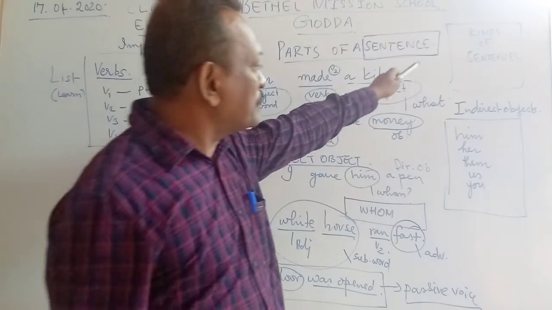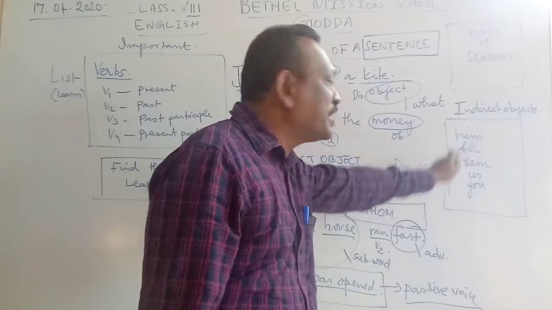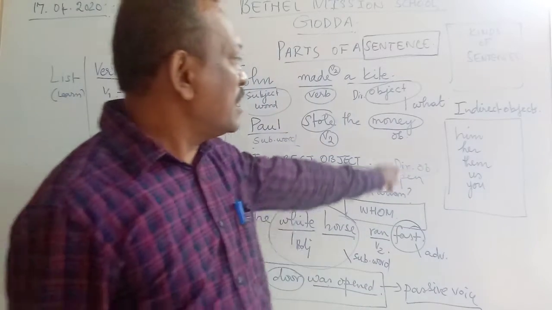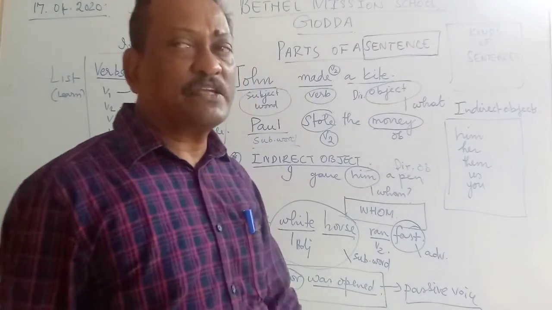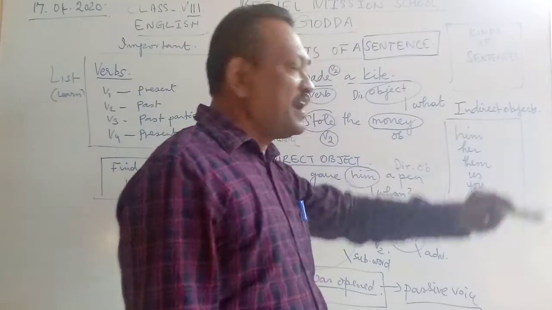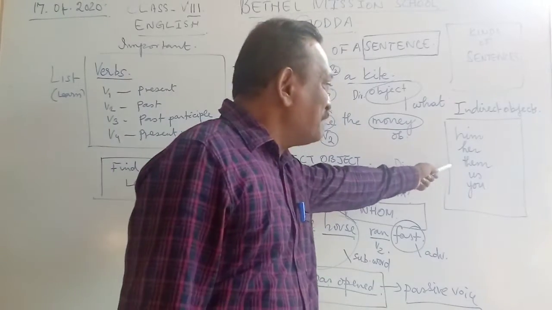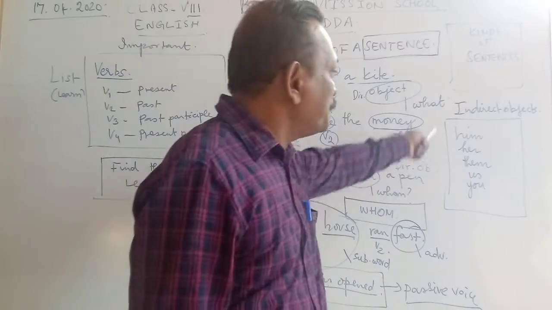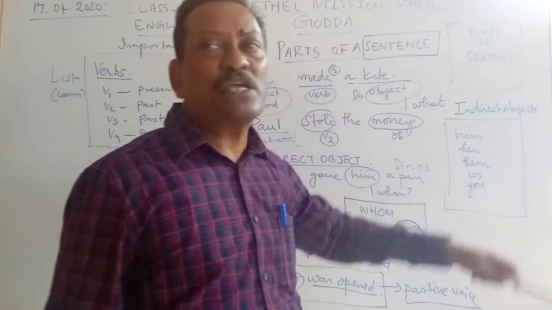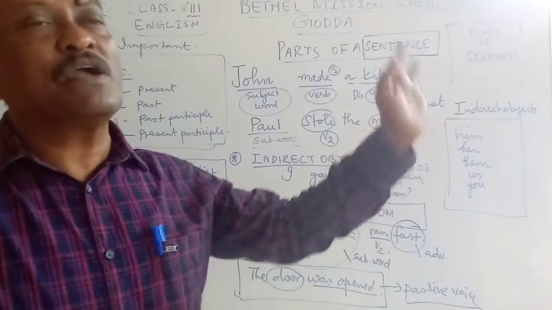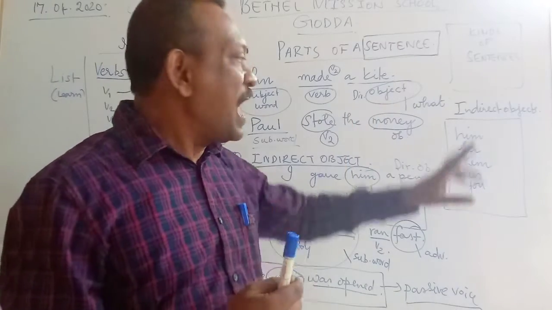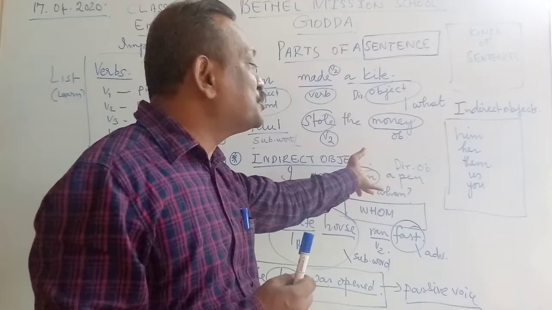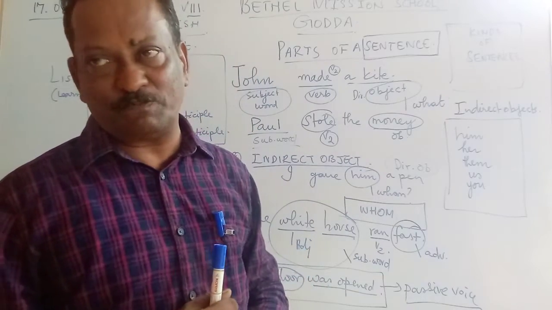So I have given you the list of some indirect objects. You see, him is an indirect object, her is an indirect object, them is an indirect object, us and you as well. So if you remember these keywords, you can definitely know what an indirect object is and how the indirect object is used in a sentence.